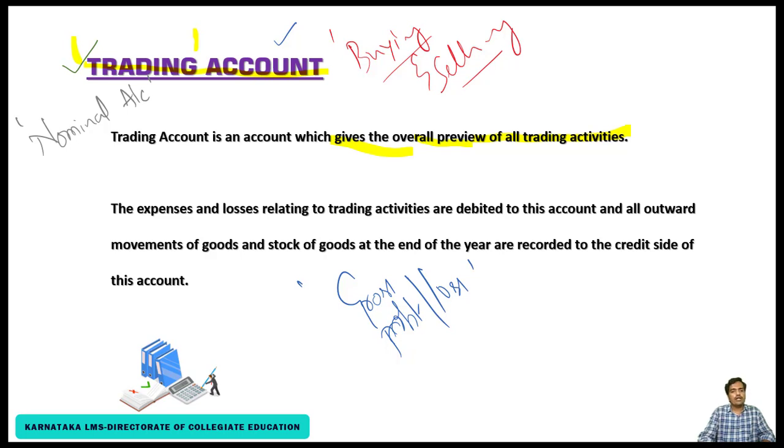And most importantly, in case of the trading account, what are all the expenses to be debited and what are all the incomes to be credited?